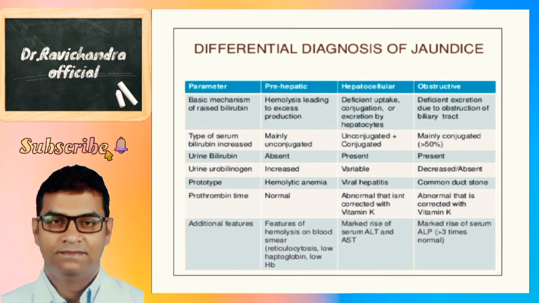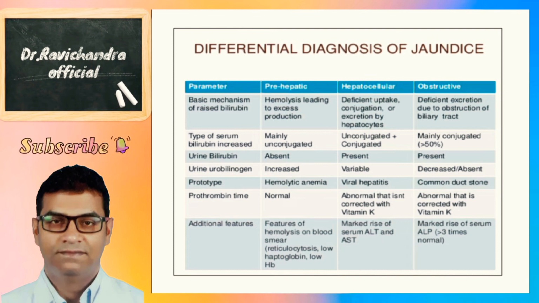Differential diagnosis of jaundice. Based on the mechanism of the bilirubin, hemolysis will lead to excessive production in prehepatic jaundice. Deficient uptake, conjugation or excretion by the hepatocyte causes the raised bilirubin in hepatocellular jaundice. Deficient excretion due to obstruction of the biliary tract is seen in obstructive jaundice. Mainly unconjugated serum bilirubin will increase in prehepatic jaundice. Conjugated bilirubin more than 50% rises in obstructive jaundice, and it will be mixed in hepatocellular jaundice.